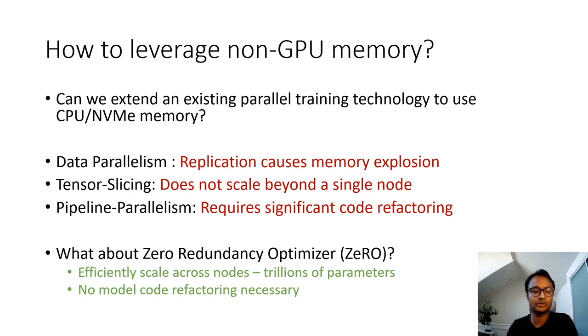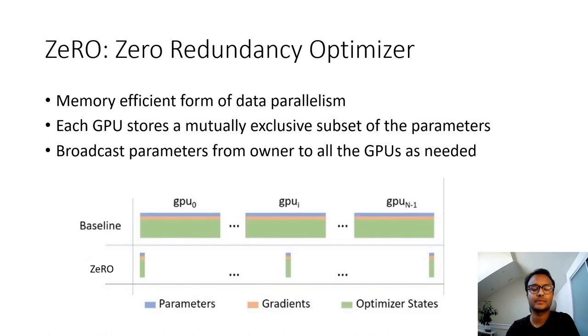So let's take a quick look at what zero redundancy optimizer does. Zero redundancy optimizer, or Zero, is a more memory efficient form of data parallelism. Unlike data parallelism, where model states are replicated, Zero creates a mutually exclusive subset of parameters across all the GPUs. Essentially, it partitions the parameters across all the GPUs. Then during training, when a particular parameter is needed, the GPU that owns that parameter will broadcast that parameter across all the GPUs. This way, Zero can fully leverage the aggregate GPU memory in a cluster without any replication.